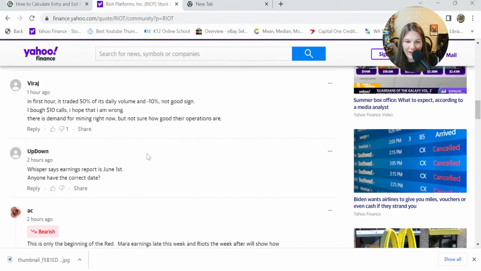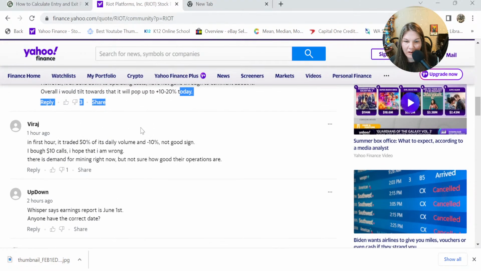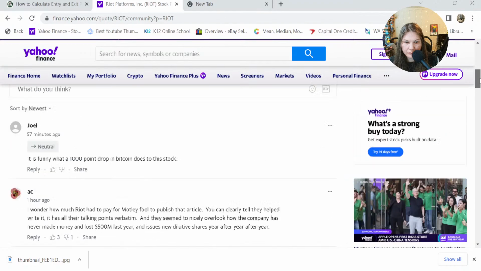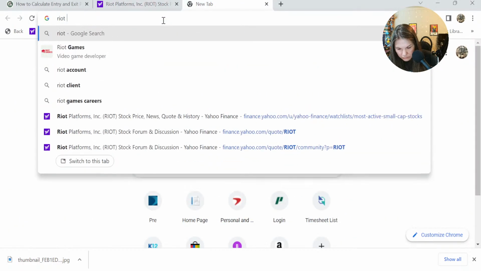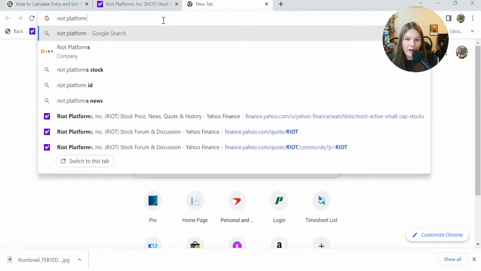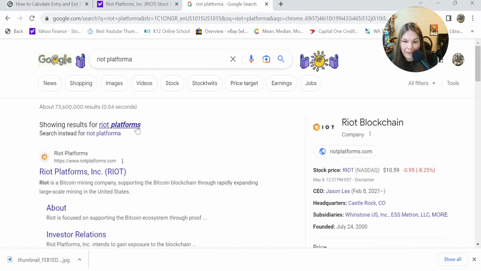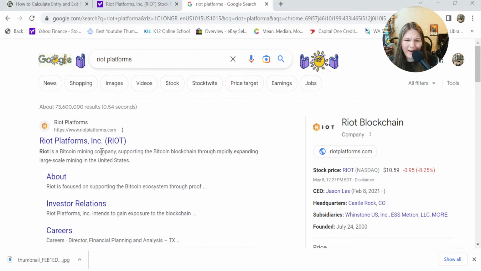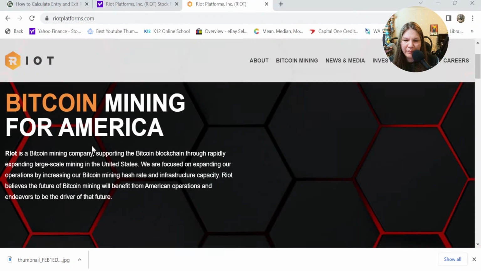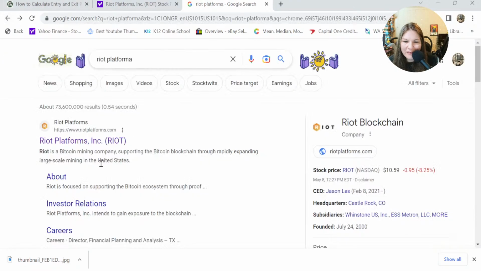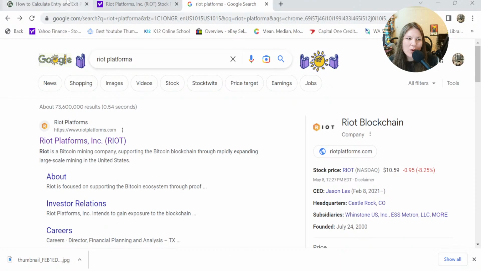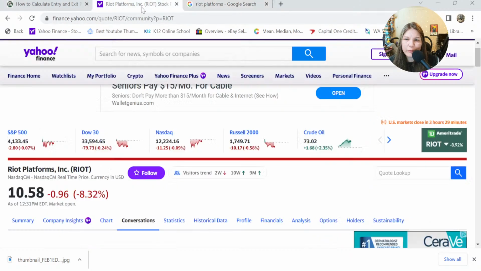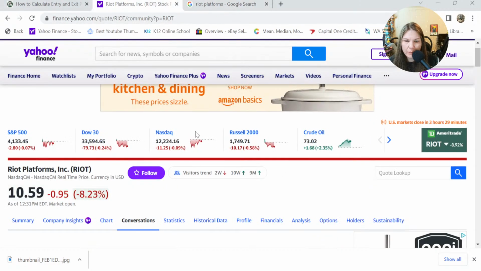Oh, is Riot, I thought it was gaming. Let's see who they are. Riot Platforms. Oh, didn't spell that right, did I? It's Bitcoin. Oh, Riot? I thought it was gaming. It's Bitcoin mining. So Bitcoin goes down and Riot went up? Weird. But Bitcoin goes up and down and up and down and up and down. Bitcoin is really cyclic.